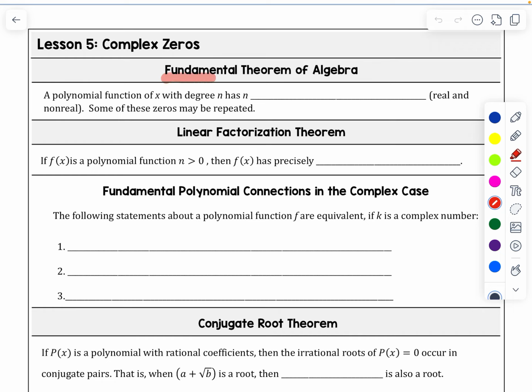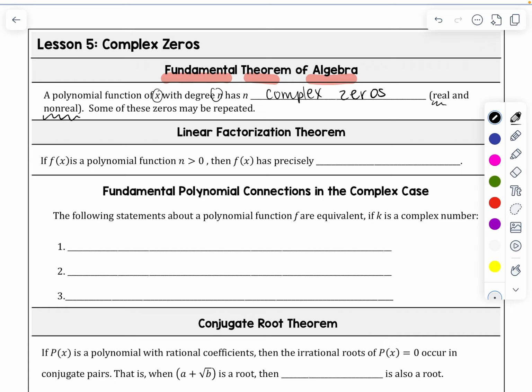So the fundamental theorem of algebra states that a polynomial function of x with a degree n has n number of complex zeros. So we've been using this as we've been studying that if it has a degree, that's the maximum number of zeros that it can have. That can be real and non-real. And that's what a complex number is. It can have real components and non-real components. Some of these zeros may be repeated.